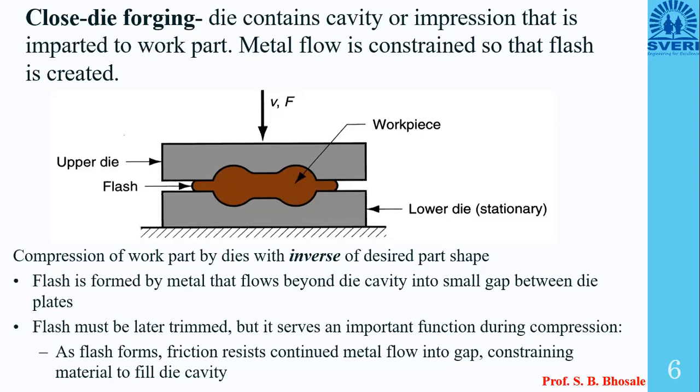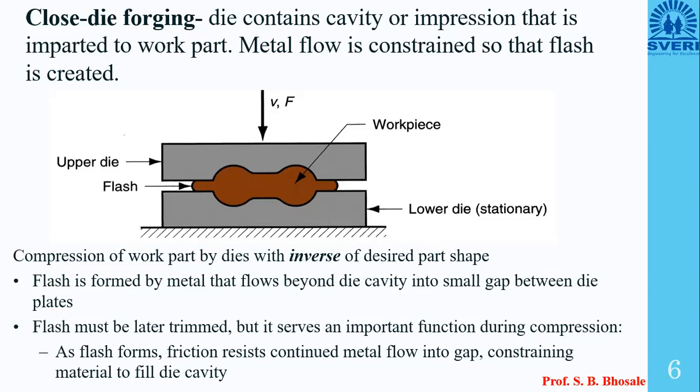Compression of work part by dies with inverse of desired shape. Flash is formed by metal that flows beyond the die cavity into the small gap between die plates, that is, upper die and lower die. Flash must be later trimmed, but it serves an important function during compression. What is the function of flash? As flash forms, friction resists continued metal flow into the gap, constraining metal to fill the die cavity.